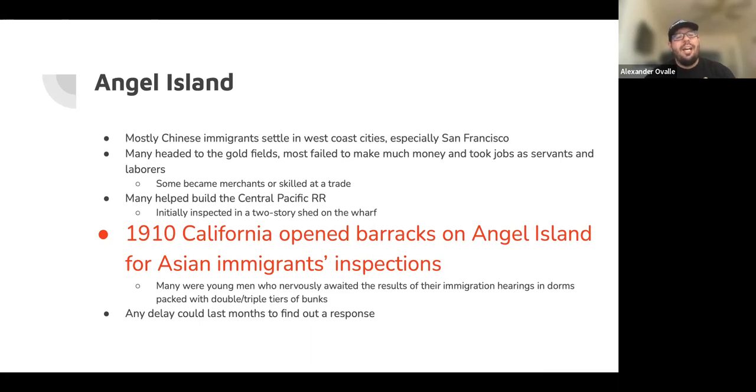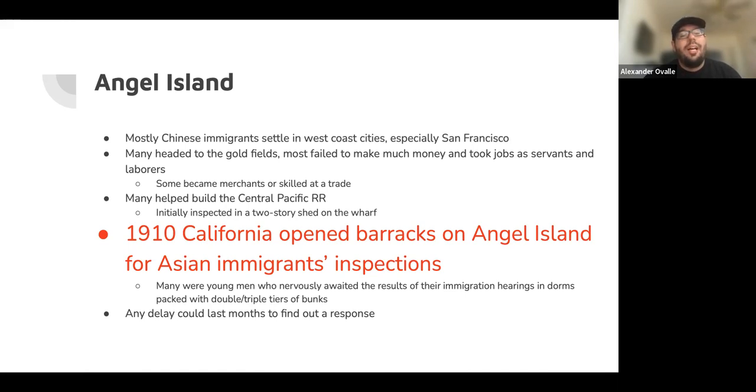All right, so Ellis Island on the East Coast, the Ellis Island of the West Coast, Angel Island, and mostly Chinese immigrants settled in West Coast cities, especially San Francisco. Many headed to the gold fields, but most failed to make much money, so they took jobs as servants and laborers. They'd also become merchants or skilled at a trade. Many helped build the Central Pacific Railroad and part of the Transcontinental Railroad that connects this side to the other side.